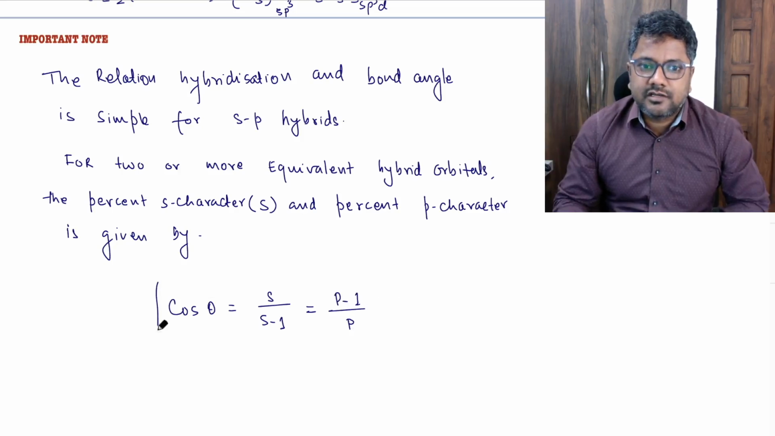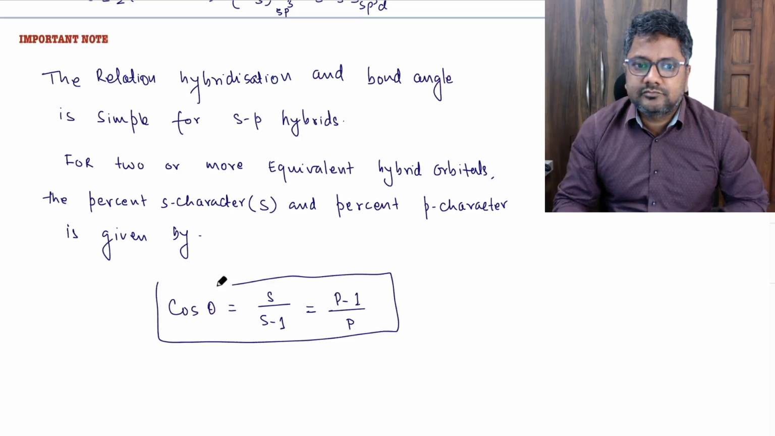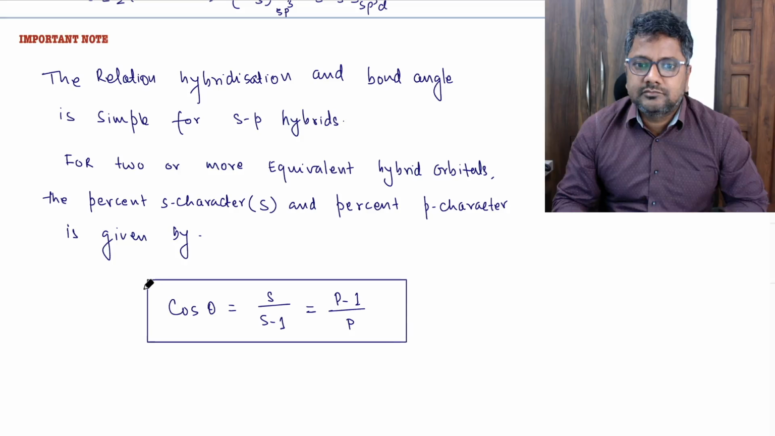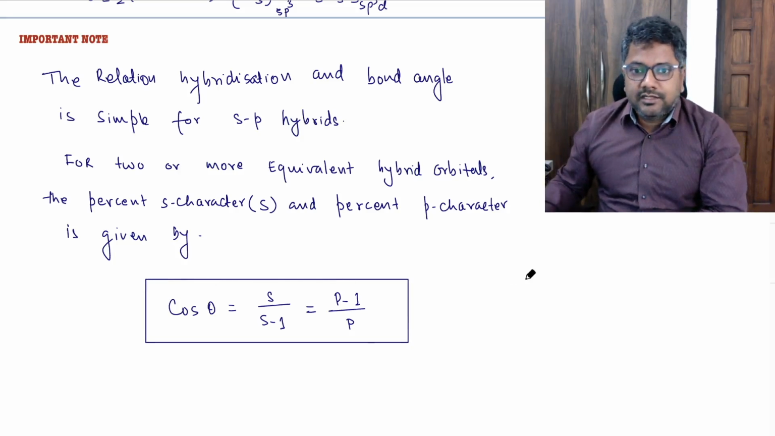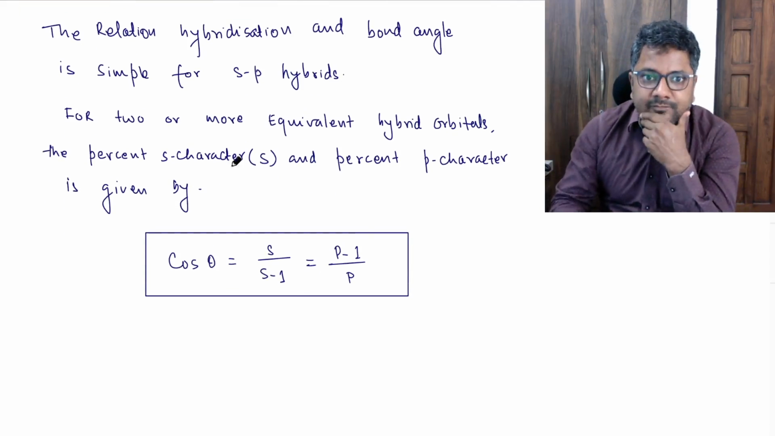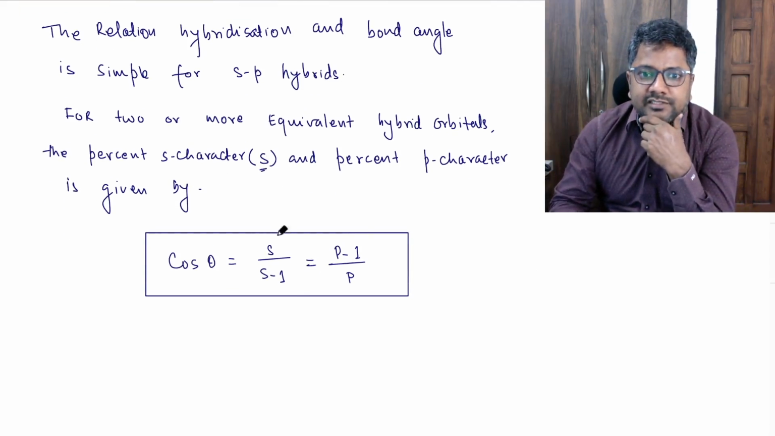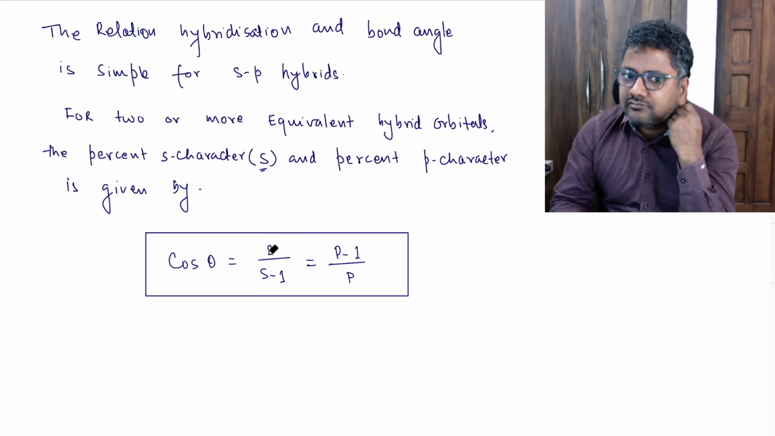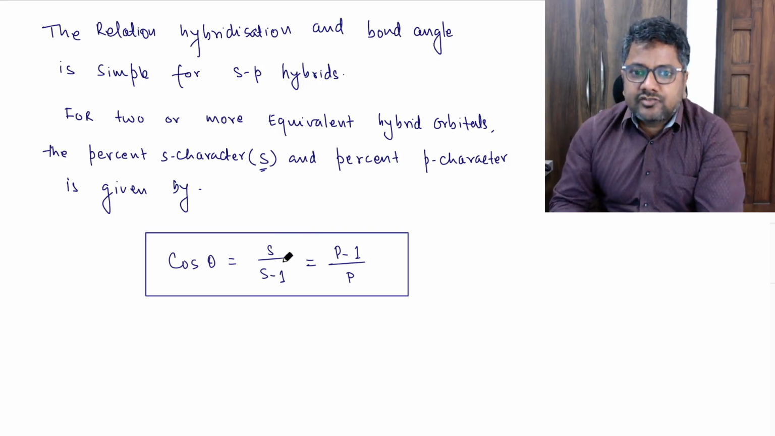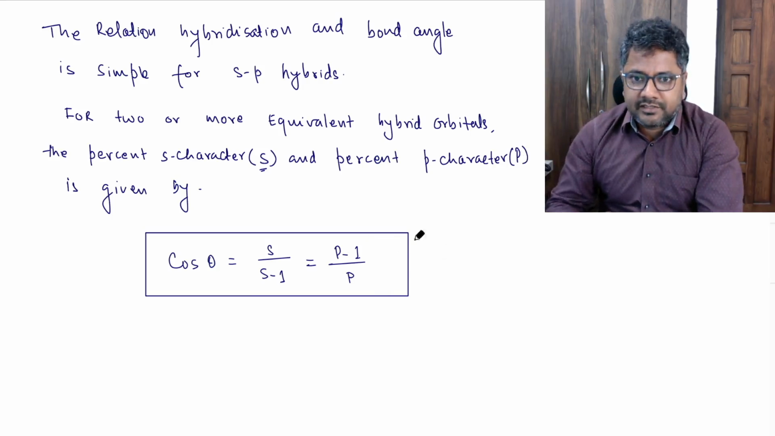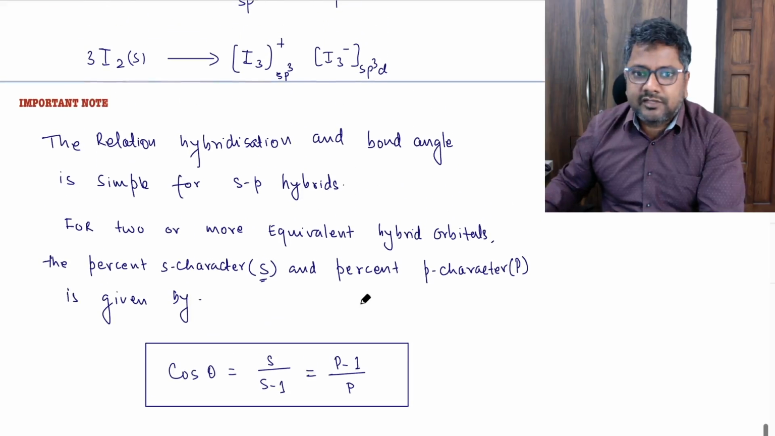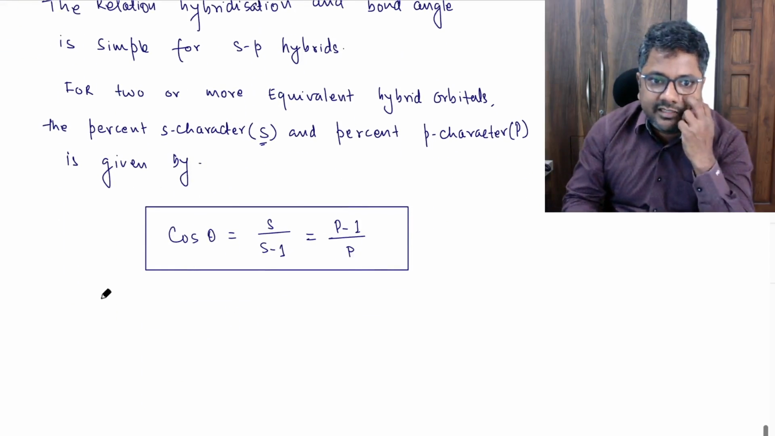So this is a formula, right? See, this is percent s character. s here is a fractional value. This is also fractional, this is also fractional. Percent p character we can write here as capital P, right? So we can use this, and we can justify this with an example.